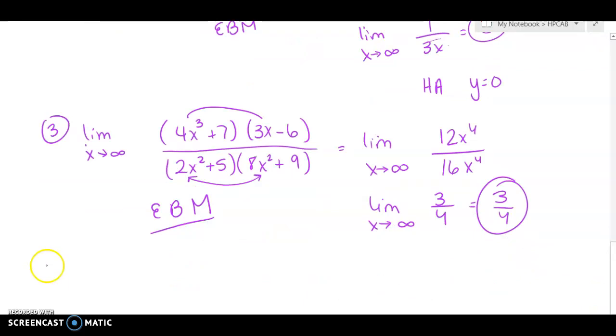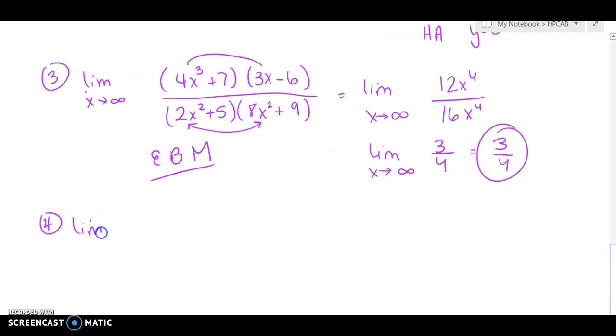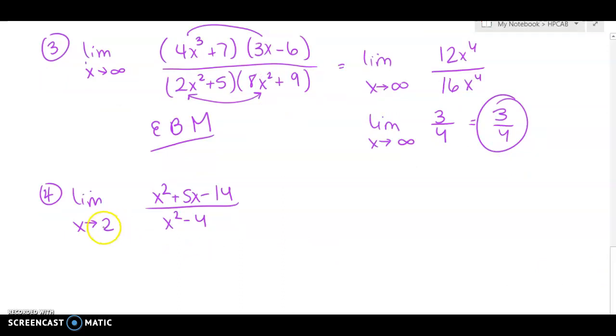The last one will be the limit as x approaches 2 of x squared plus 5x minus 14 all over x squared minus 4. If you look at this one, it looks like 2 might be a vertical asymptote, but if you plug 2 into the numerator, you're going to get 0, which means that there is a hole at x equals 2. I think. Wait, let's see. 4 plus 10, 14. Yeah.